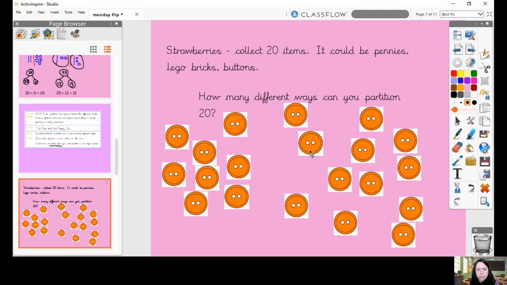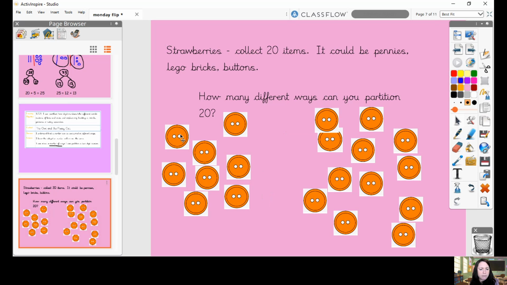I'm just going to do this. Can you see how I've split them into 2? And I've got 2, 4, 6, 8 over here. And I've got 2, 4, 6, 8, 10 over here. So I haven't got my 20. Where's my 20?